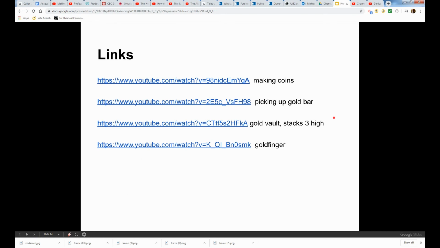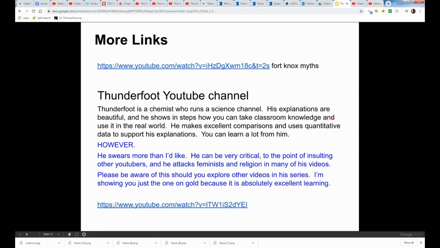And here's some examples of how coins are made, picking up a gold bar, a gold vault, and a scene from Goldfinger. And again, I'll put the links below, and I want you to watch them so you can get an idea on this. Now, this one here, the Fort Knox myths, is good to watch.